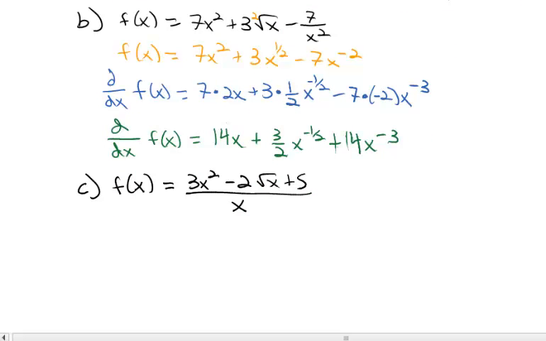Well, one thing we should see is the square root is really x to the 1/2. So think about the square root as x to the 1/2. And then you see this entire fraction is divided by x. We can take this concept and distribute that divide by x onto each term. So f of x is equal to 3x squared divided by x minus 2x to the 1/2 divided by x plus 5 divided by x.